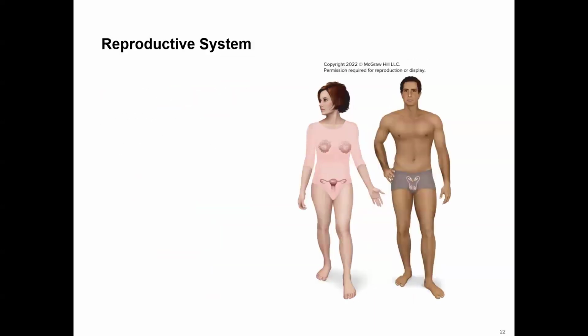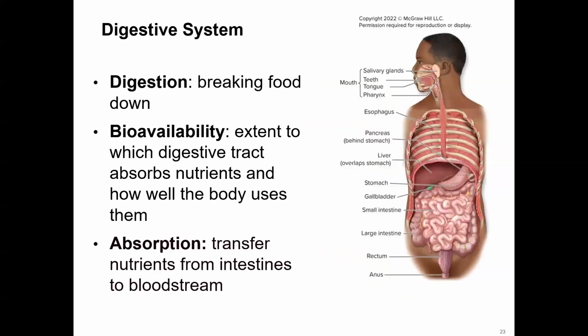And we end with the reproductive system here. Of course, that's reproductive structures, ovaries and testes, also producing hormones there. And then the last system is the digestive system. We'll spend a little bit of time talking about this because it does have a direct impact on our nutrition and the way we digest things. But we'll talk about digesting food a little bit.